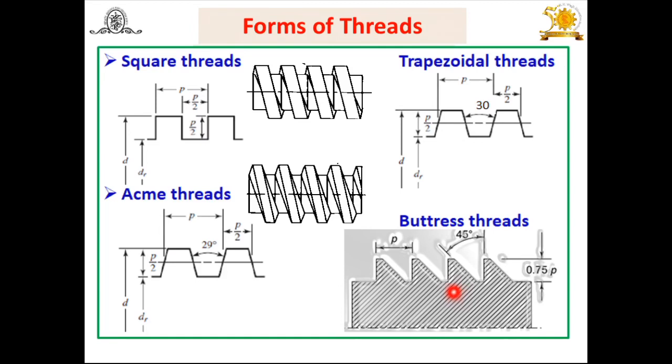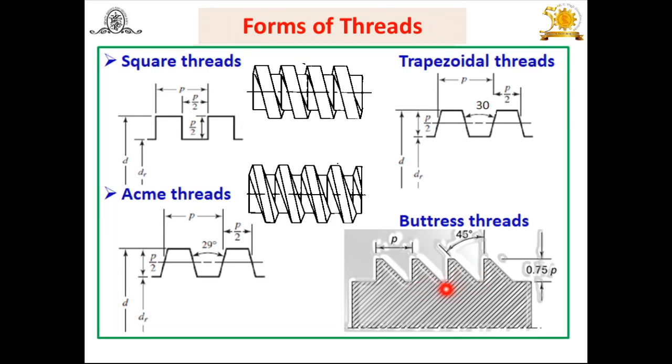That is the thing. Look at this, where all these forms of threads, square, trapezoidal or Acme, or buttress threads are used. So you will find square threads generally prepared in the case of screw jacks, presses, and clamping devices. Then trapezoidal and Acme threads are used in lead screws and other power transmission devices in machine tools. And buttress threads are prepared in the case of vices where the force is applied in only one direction.